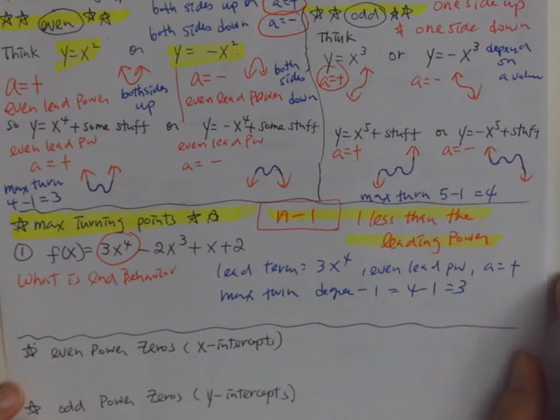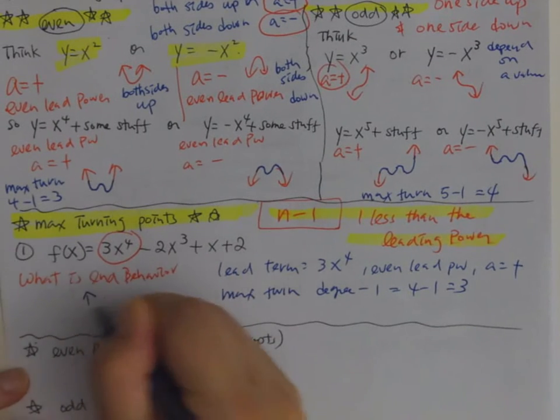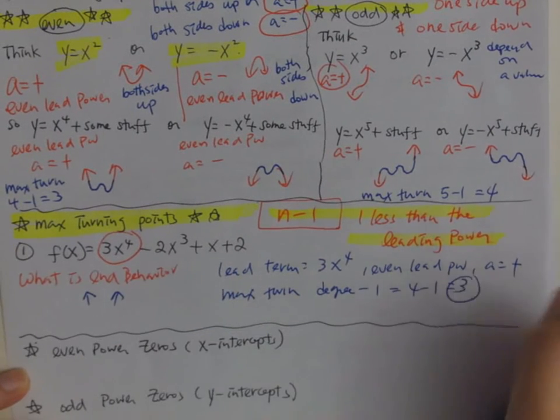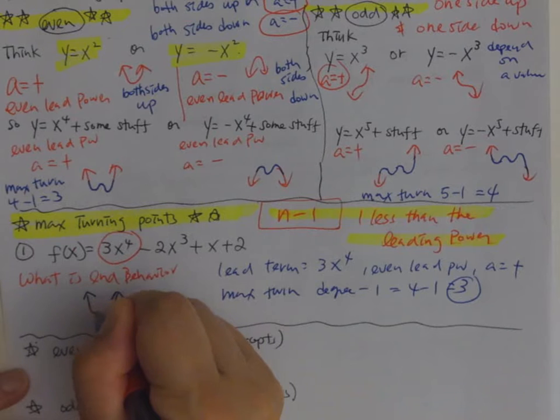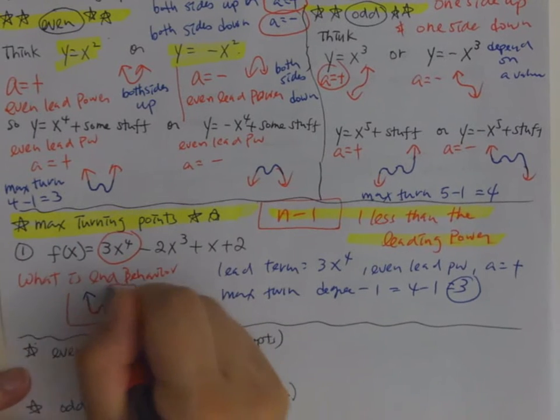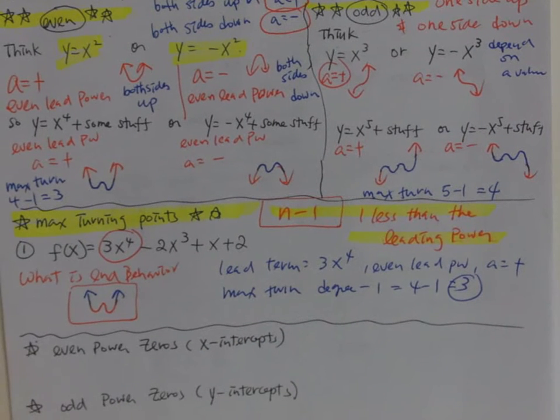So I start with my end behavior, with both sides up, and the maximum number of turns is 3, so I'm going to make 3 turns. 1, 2, 3. So it's going to look like a W. Are we okay with that?